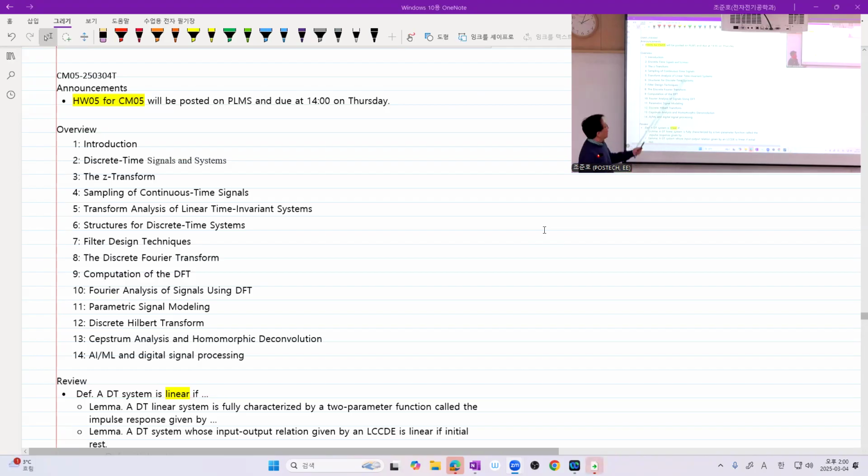As usual, there will be homework, and more proof-show type problems will be given to you in addition to a simple programming homework problem. Probably from this homework, the topic of the programming homework may be changing.